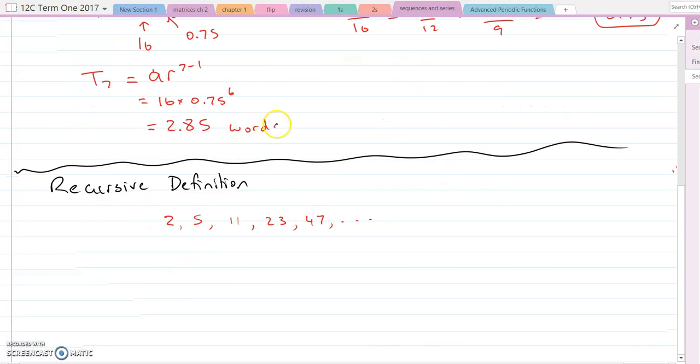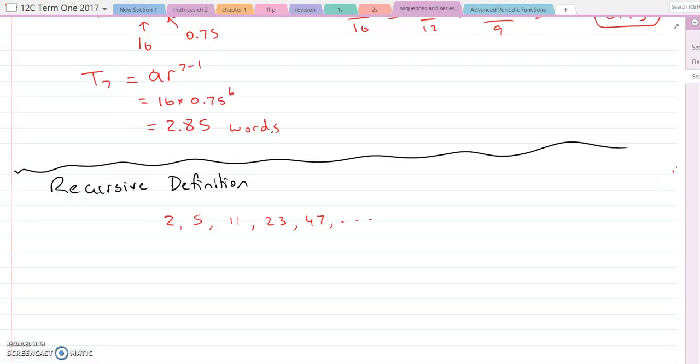The next topic, in the same section, is a recursive definition for a sequence of numbers. If you look at this particular sequence, 2, 5, 11, 23, 47, it's not arithmetic, it's not geometric, but if you look closely, there is a pattern. If you double 2, you get 4, not quite 5. If you double 5, you get 10. If you double 11, you get 22. So what's happening is you're doubling plus 1. 2 times 2 plus 1 is 5. 5 times 2 plus 1 is 11.